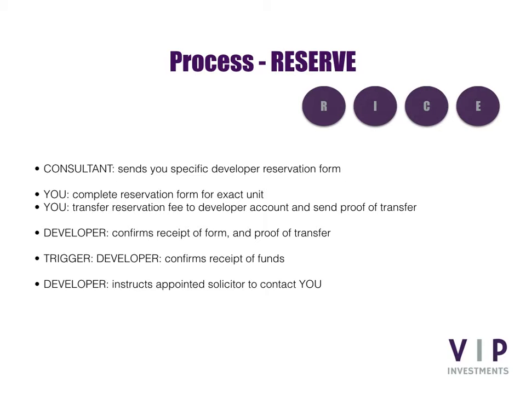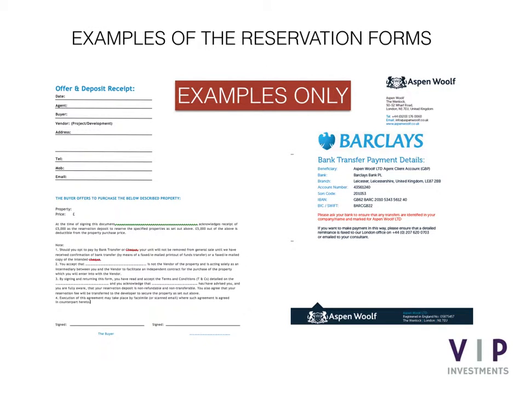So once you've completed that reservation form and transferred the funds to the developer, send a confirmation of transfer, proof of transfer to your developer. Then when the developer receives those funds, they will instruct your solicitor to start working with you. So that is the trigger for the next step. Here are examples of those forms. On the left, you have the reservation form, that's a typical one. And on the right would be the type of document you'd get to say what money needs to go where at this reservation stage.